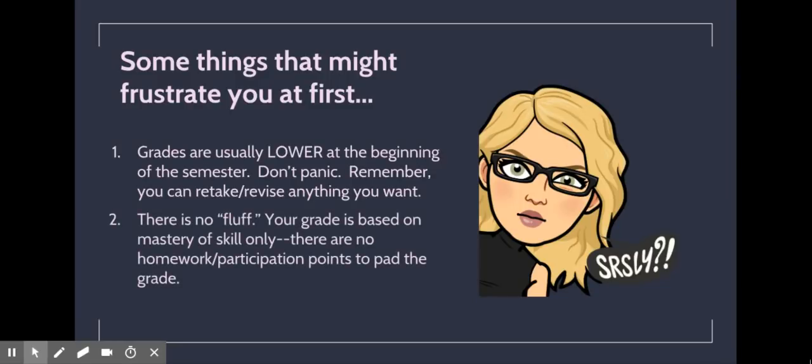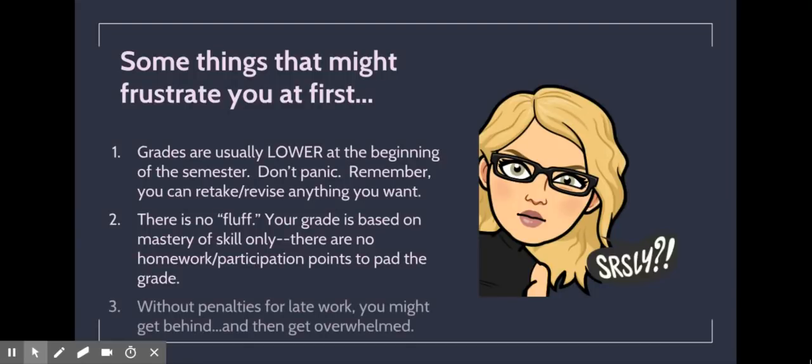So that's what I was talking about too. There's no fluff. Your grade is based on mastery of skill only. There are no homework participation points to pad the grade. So some students struggle with, "I work really hard and I do my work," but it's about getting that skill up to that level and developing that skill. And so, again, not having those completion points, you really might have to work harder than you're used to in order to get the grade you want. But you are totally in control of getting that grade you want at any time.